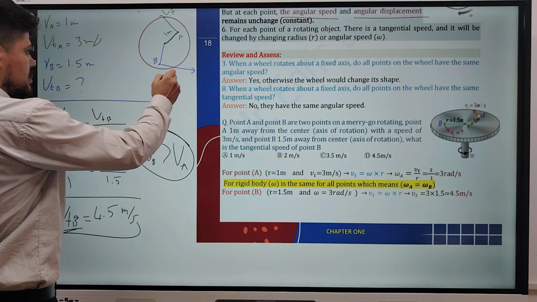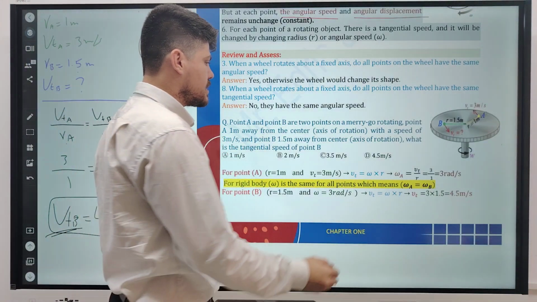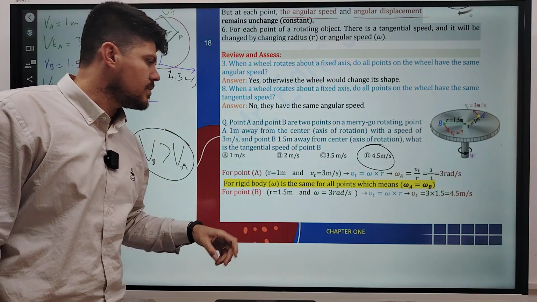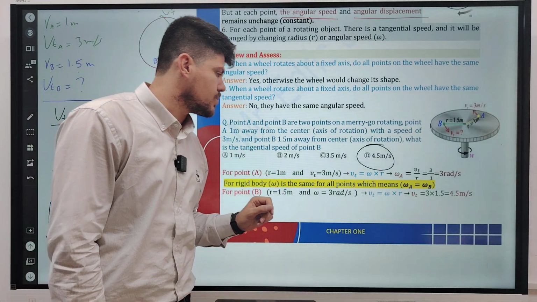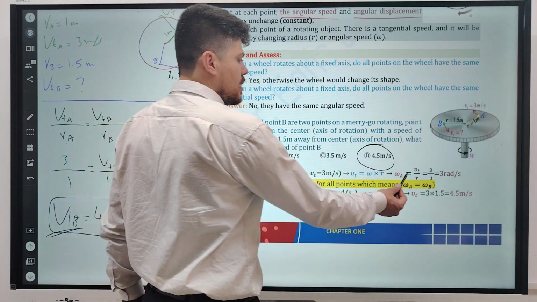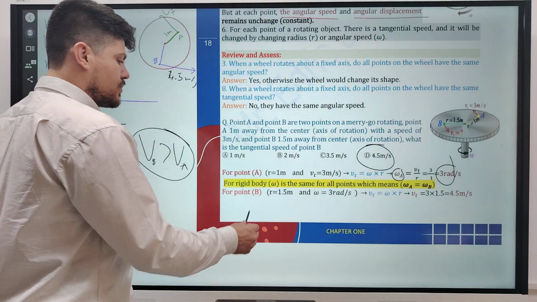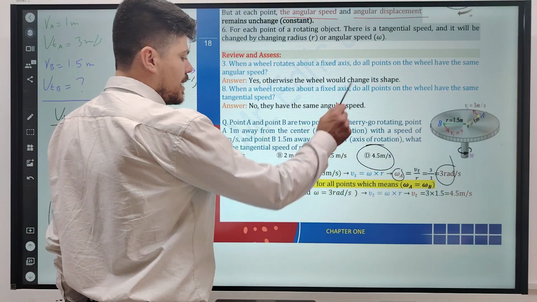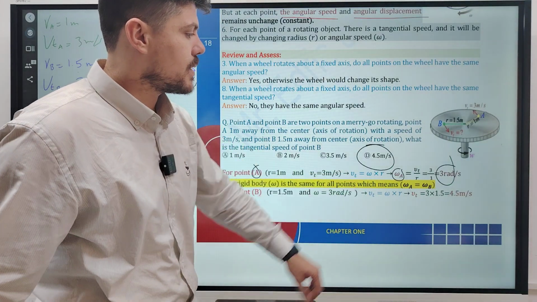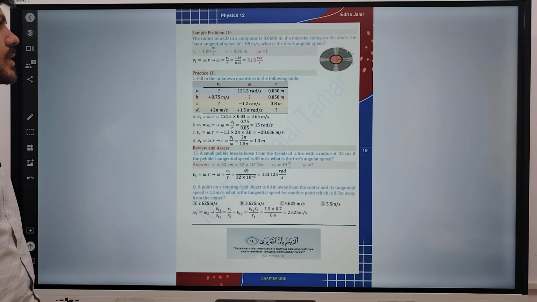So this is 4.5 meter per second. The correct answer is what? 4.5 meter per second. And also, if you have a bad time here, you can use this way of solving the tangential speed at B. At first, you have to find omega A, which is equal to 3. And for point B, you can use the same omega that you found for point A and replace it into this equation to find the tangential speed at point B.